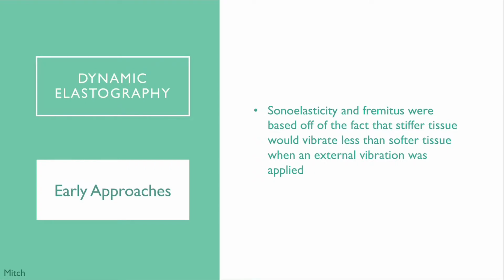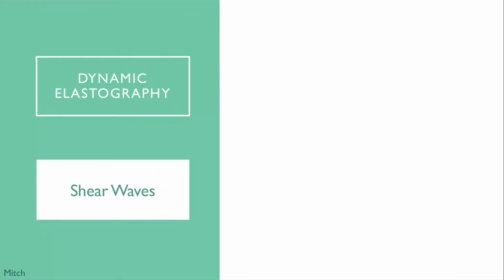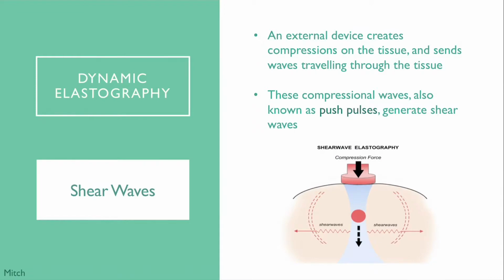Sonoelasticity and Summative were based off the fact that stiffer tissue would vibrate less than softer tissue when an external vibration was applied. An approach of dynamic elastography is the use of shear waves. Newer dynamic methods can track the velocity of vibrations as the vibratory waves travel through the tissue. An external vibration device, like a piston-mounted transducer, creates compressions on the tissue and sends waves traveling through the tissue.